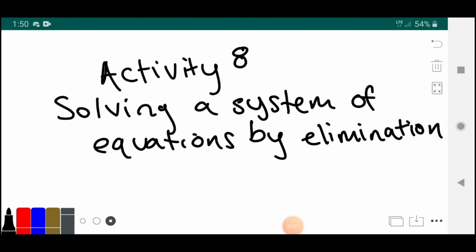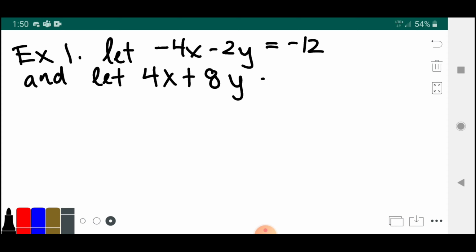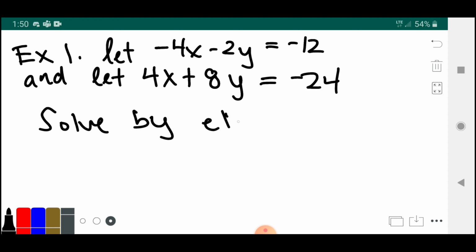Activity 8, solving a system of equations by elimination. We can start with example 1. We've got two equations, negative 4x minus 2y equals negative 12, and 4x plus 8y equals negative 24. These equations are already set up well for elimination.